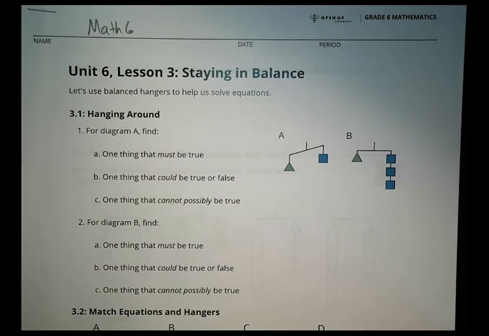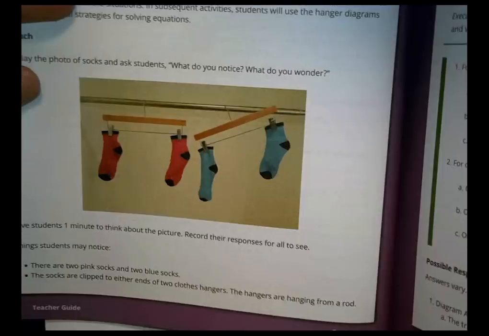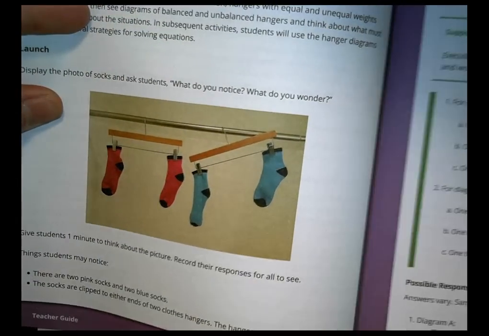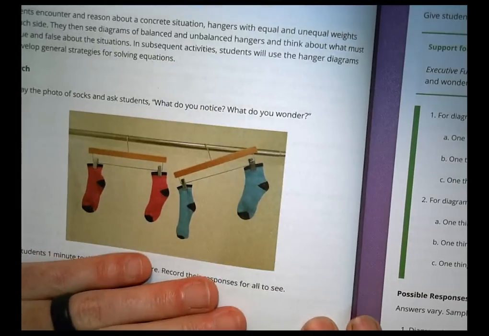Hey, this is Math 6, Unit 6, Lesson 3, Staying in Balance. So first of all, we're going to begin with a little picture here. I'm going to just pull it out of my teacher's guide so we can take a look at it. And so we have this picture of some socks.